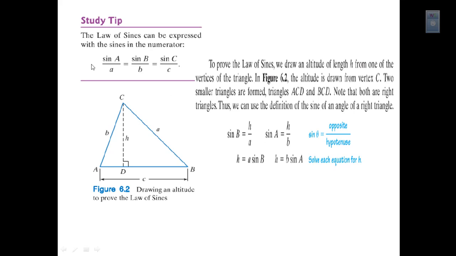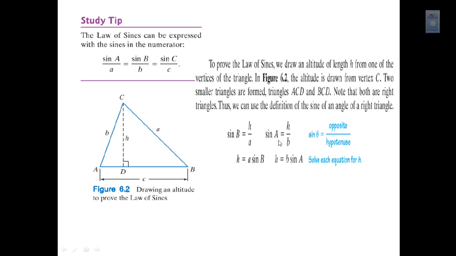Now, you can also flip each one of these over and put the sines in the numerator. A lot of times you're going to see me do it this way. That's just the way I've always done it. That's the way I'm more comfortable with it. But it doesn't matter. As long as you flip them all over, it still holds true. Now, you can't do side a over sine of A is equal to sine B over side b. You can't flip one of them. You've got to flip them all or it doesn't work.